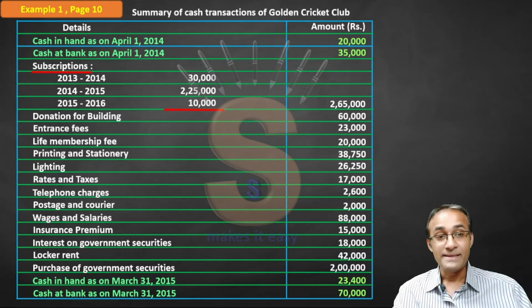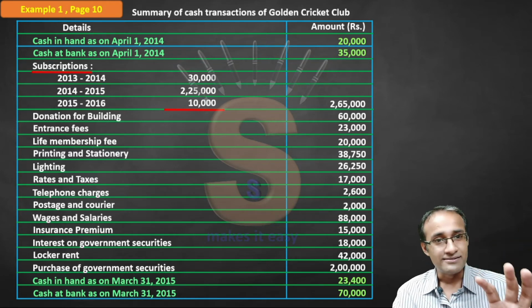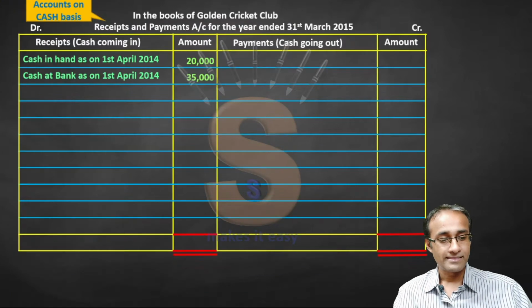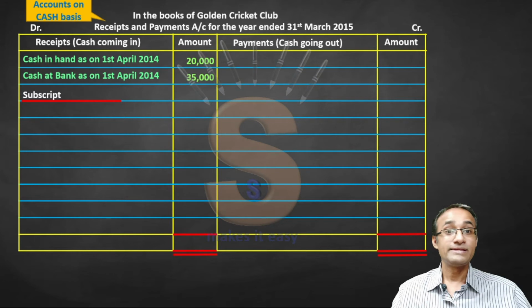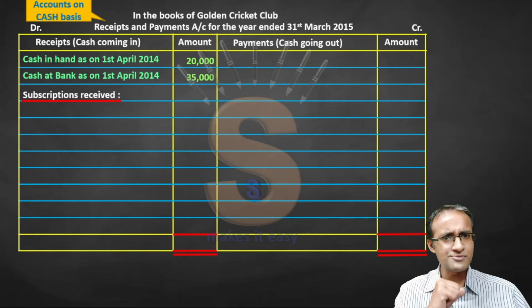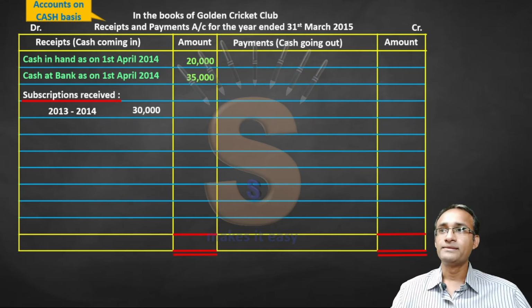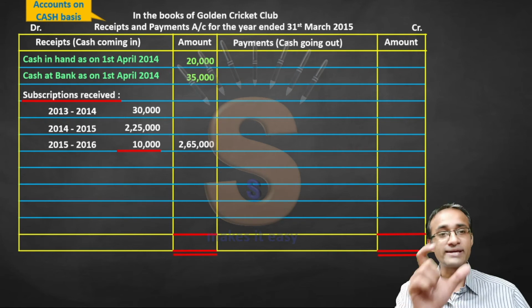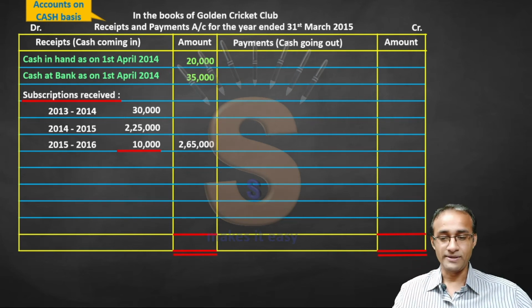So I repeat, which years, that doesn't matter. Receipt says money came in, write it. So let's write all three years, one by one, on the receipt side. Subscription received. So you can always show which years. 13-14, 30,000. 14-15, 2,25,000, which is the current year, and the next year. Some people pay in advance 10,000, the total of which is 2,65,000. Okay, let me quickly go back to the question.